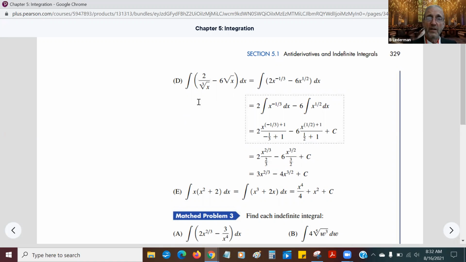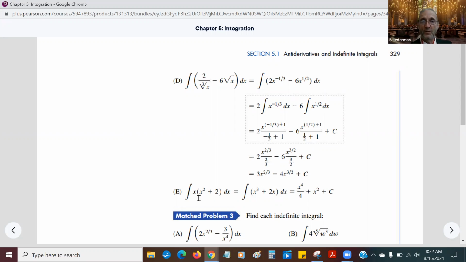Okay, now here I'm going to write this with a negative exponent. So this is 2 times x to the negative third minus 6 times x to the 1/2. Once you have it written that way, now I just follow the process. It's a lot of fractions, crunch. But I'm ultimately going to get 3x to the 2/3 minus 4x to the 3/2 plus c.